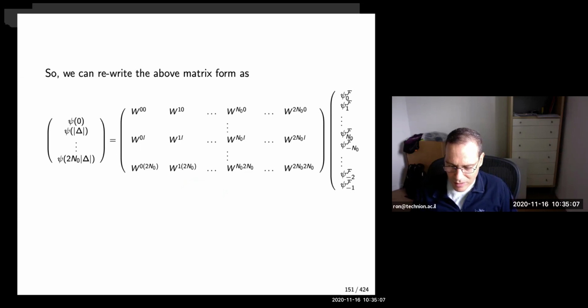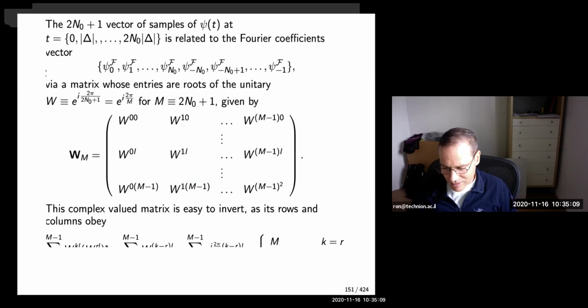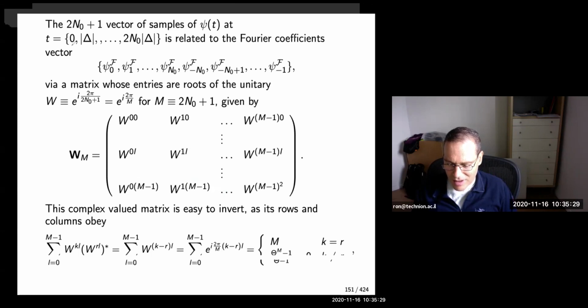Okay. So, what can we do with that? I think that we will take a break of 10 minutes, but just before the break, let me say something else about this matrix. Again, these are the samples at which we are sampling our function. These are the coefficients that we are after. And this is the matrix that we need to invert. Okay, so this is my W matrix.